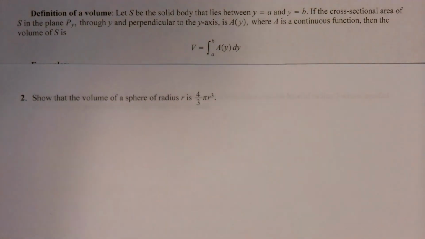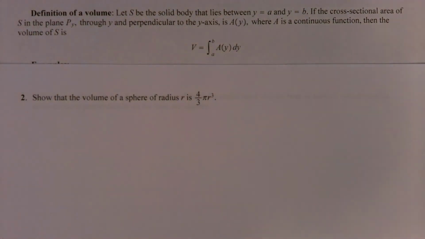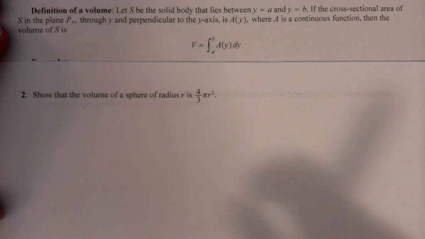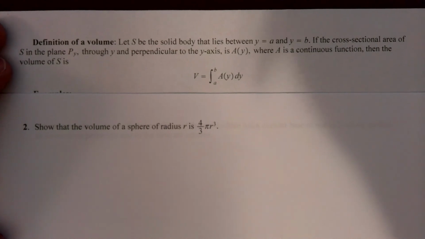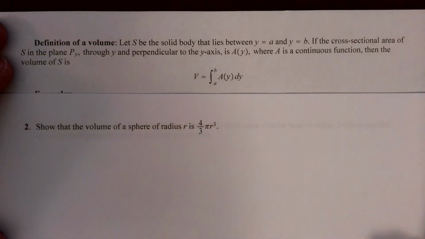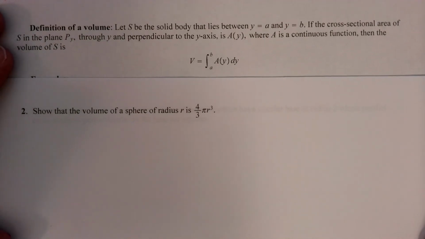All right, we're going to continue finding the volume of solid bodies. Here we're going to look at the volume of a sphere. Some of you may already know the fact that the volume of a sphere of radius r is 4/3 pi r cubed, and we're going to derive that now.